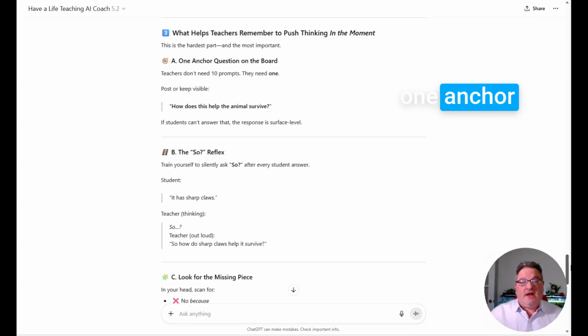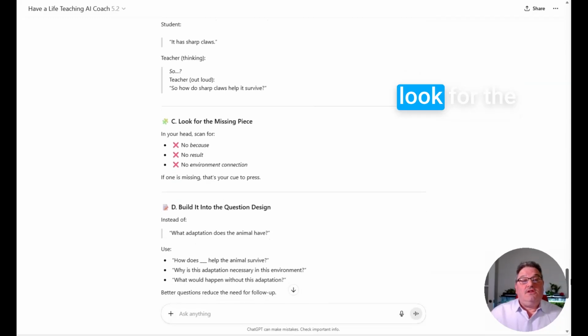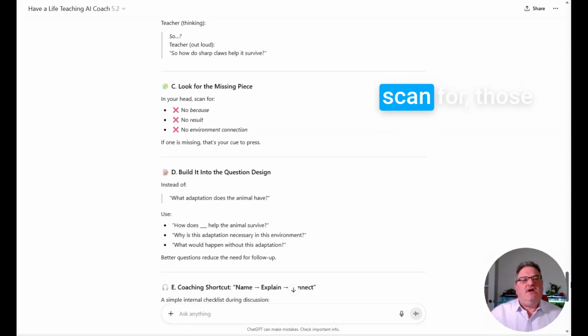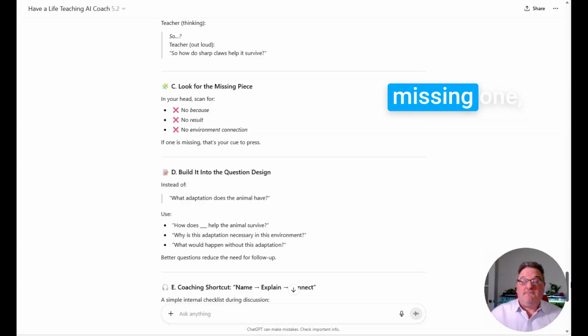And what can you do to remember to push the thinking of students in the moment? You could put one anchor question on the board. That's what AI here is suggesting. You could train yourself to silently ask "so?" after every student answer. It has sharp claws. Out loud, you might not just want to say "so," but you might say, so how do sharp claws help it survive? You want to look for the missing piece. In your head, you want to scan for those missing pieces, such as whether they're not indicating the environmental connection. And if they're missing one, that's your cue to press.